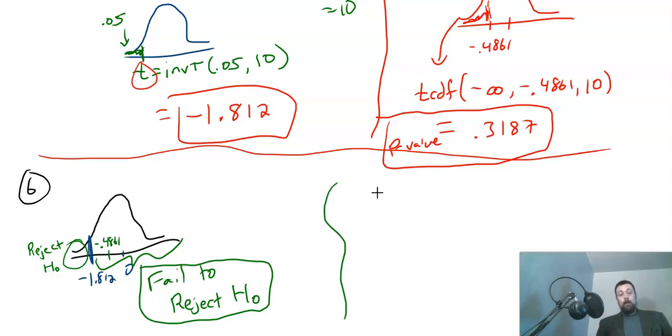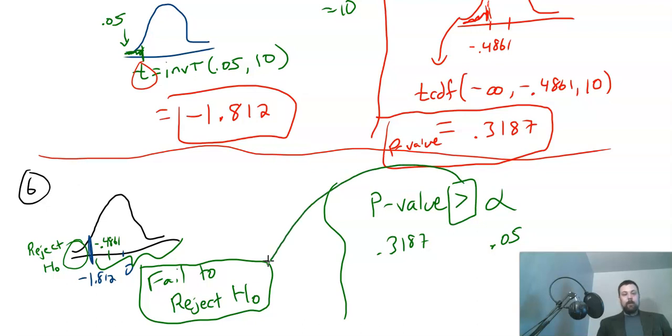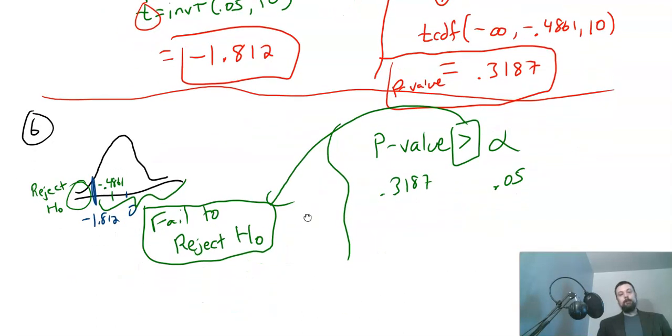That's using the critical value method. If we use the p-value method, we compare the p-value to alpha. Alpha is 0.05. The p-value is 0.3187. That is greater than alpha. And if the p-value is greater than alpha, we fail to reject the null hypothesis.